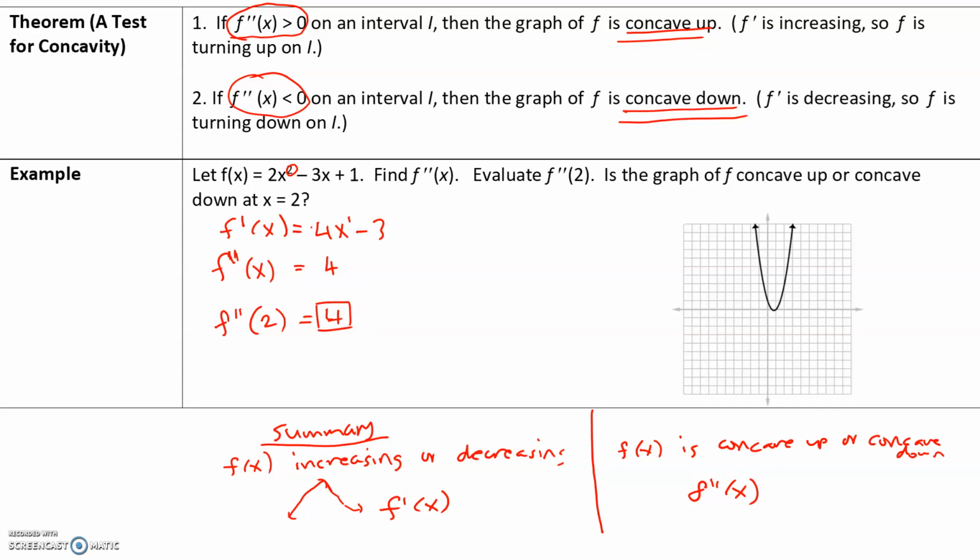Now, what does this say? If the second derivative is positive, then at that point, the graph is going to be concave up. And because the second derivative is a constant, with no variable there, it's always going to be positive, so this entire graph is going to be concave up. This whole graph is a U shape, which means it's concave up everywhere, and it's never going to be concave down.